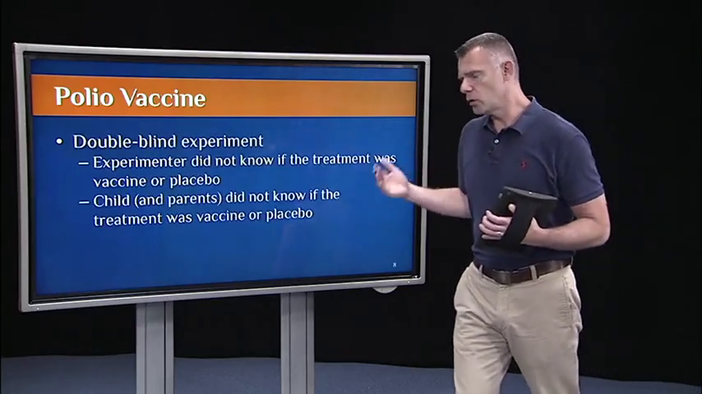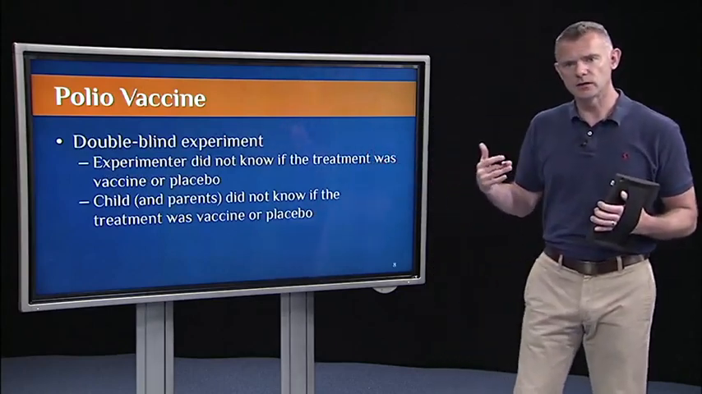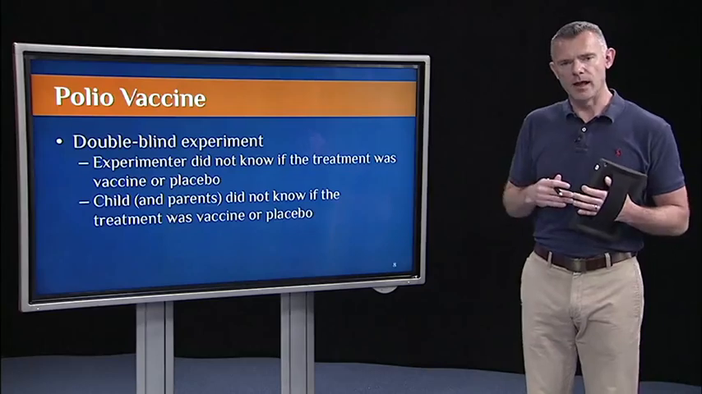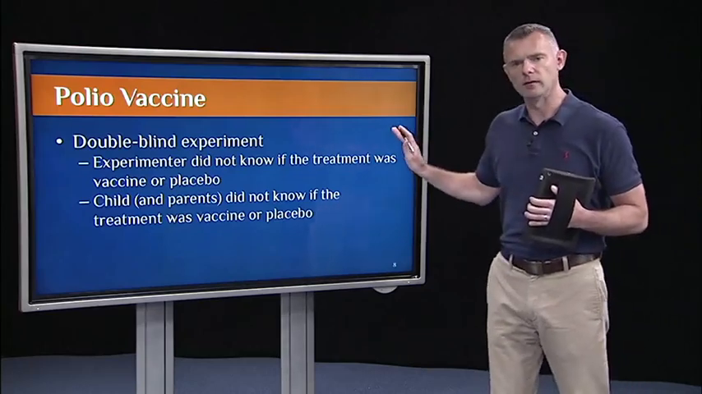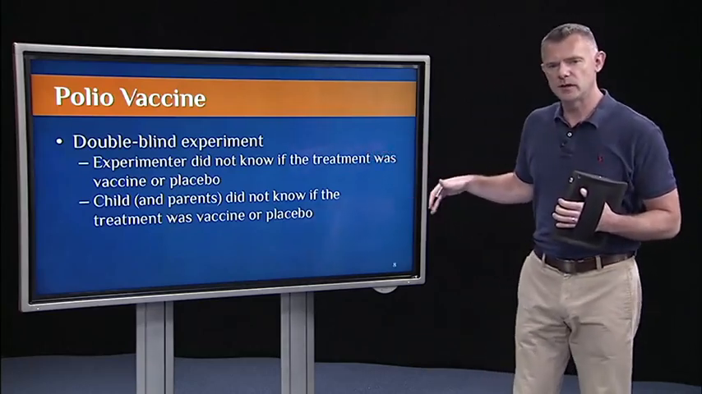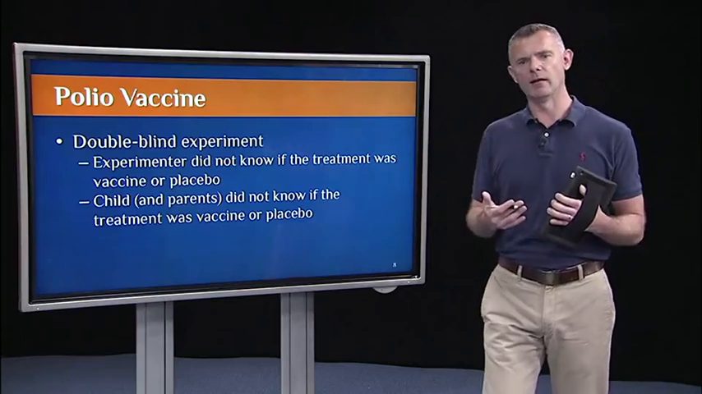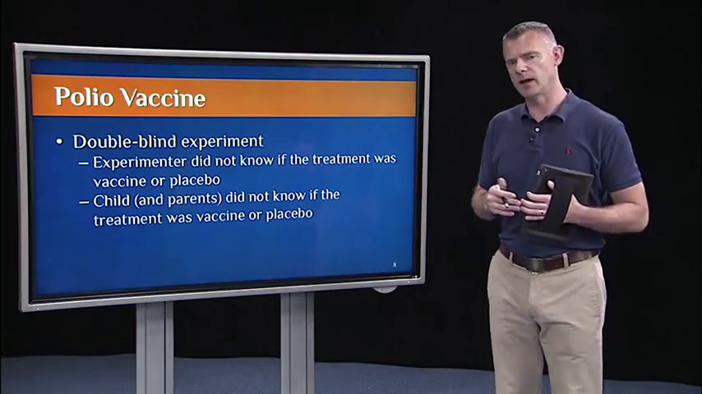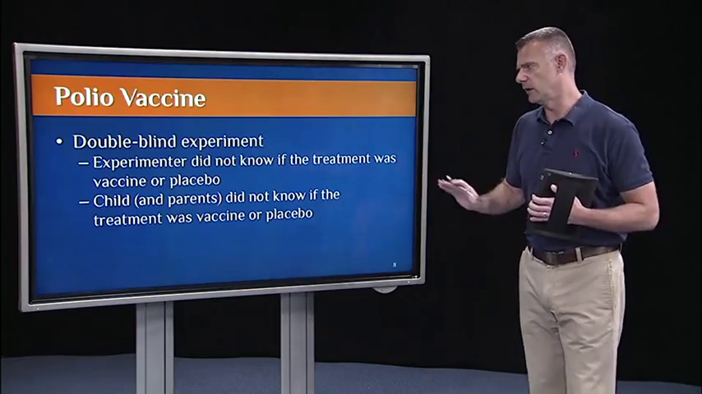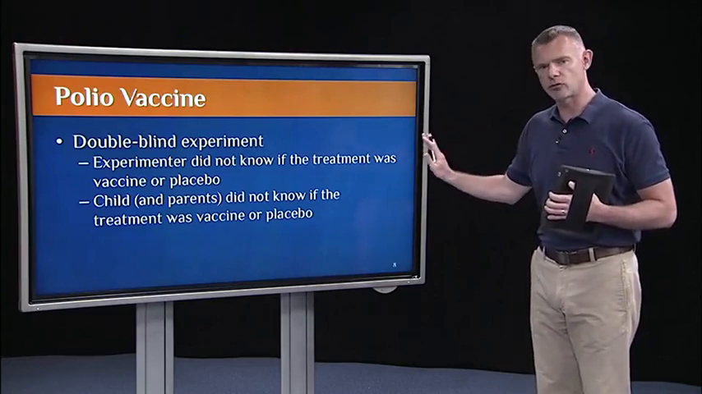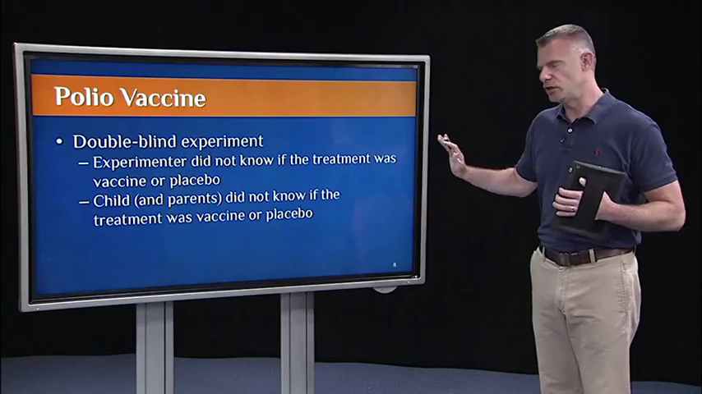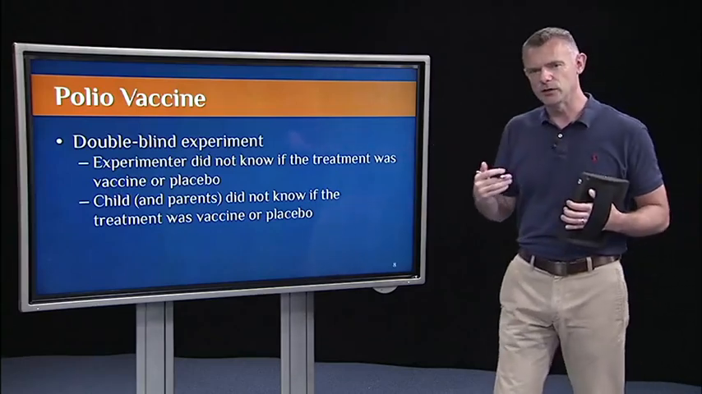One of the cool things about using the Salk vaccine trial as an example to start this course is it was a double-blind experiment. And those are actually pretty rare in experimental psychology or in experimental trials in general, because it's difficult to do.